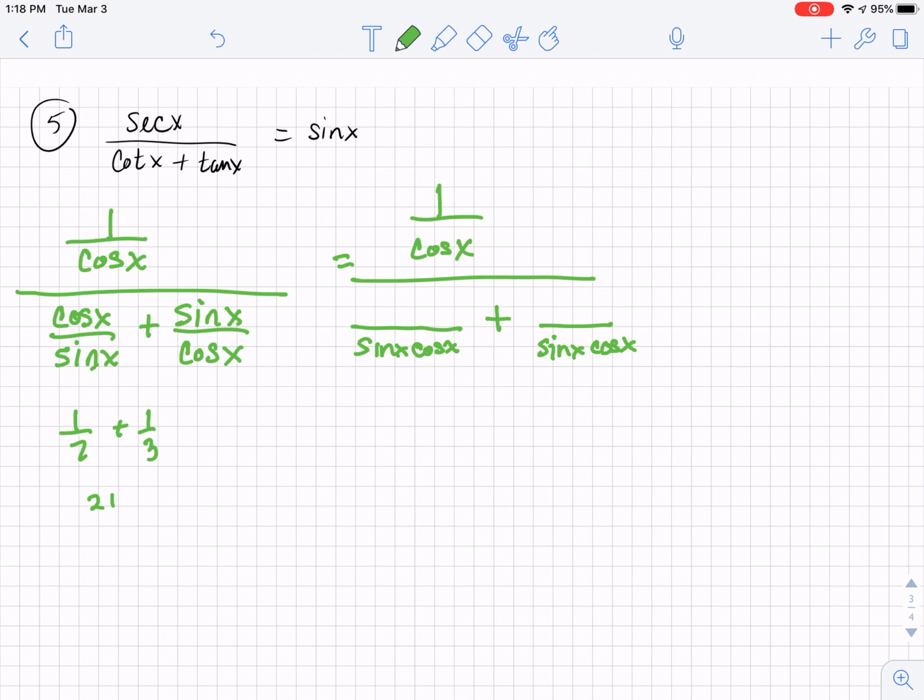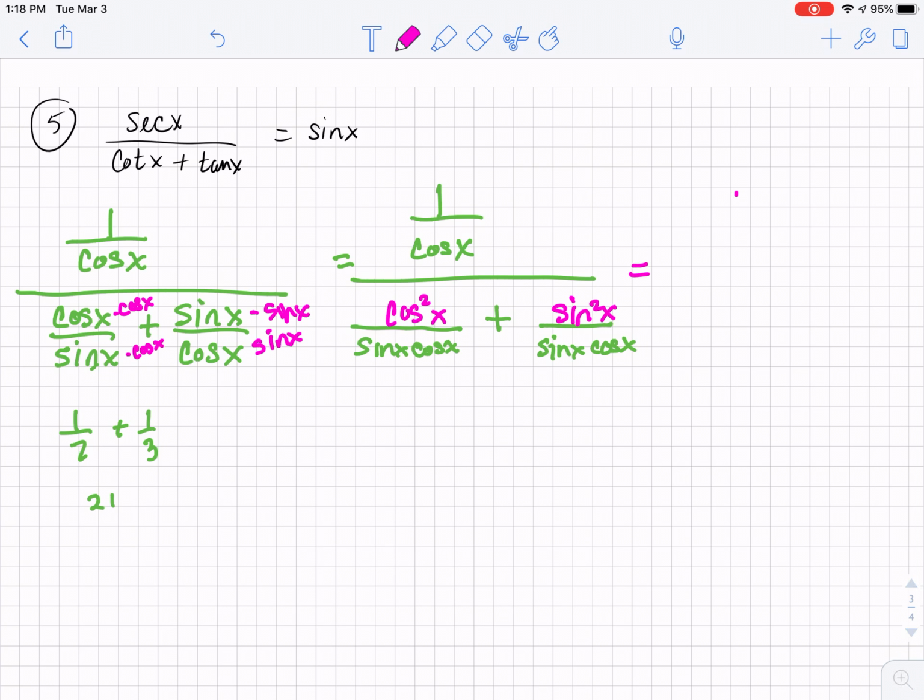Okay, so now take a look at this. What did I have to multiply sine x to get sine x cosine x? I multiplied by cosine x. So I have to multiply my numerator times cosine x, and I would get cosine squared x. What did I multiply cosine x to get sine x cosine x? I had to multiply by sine x. So what do I have to multiply the numerator by? Sine x. So my new numerator up here is sine squared x.